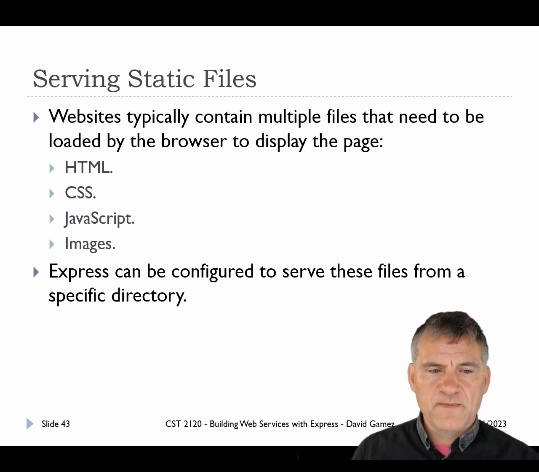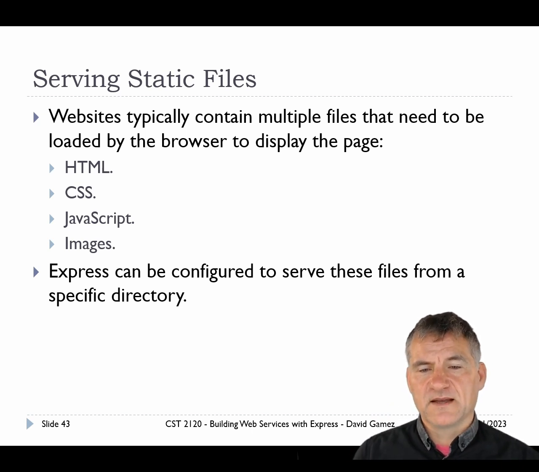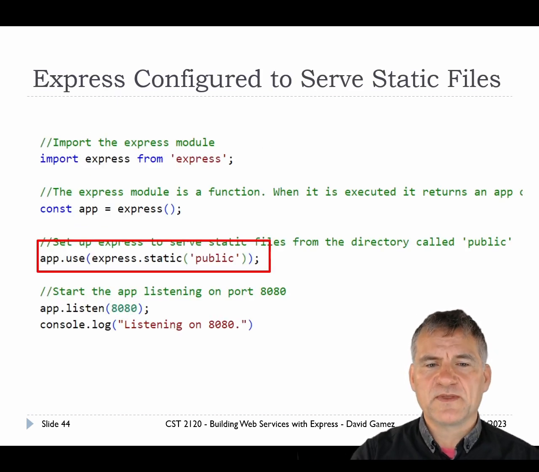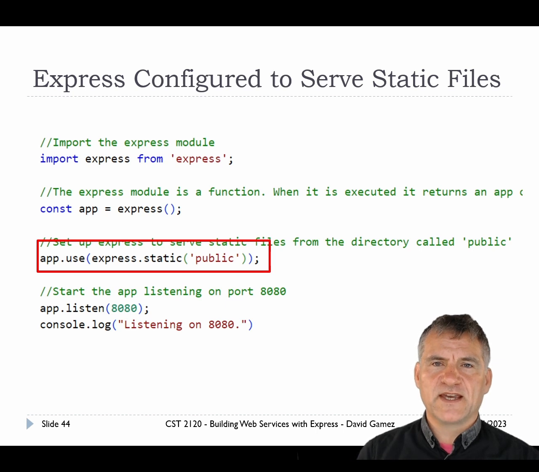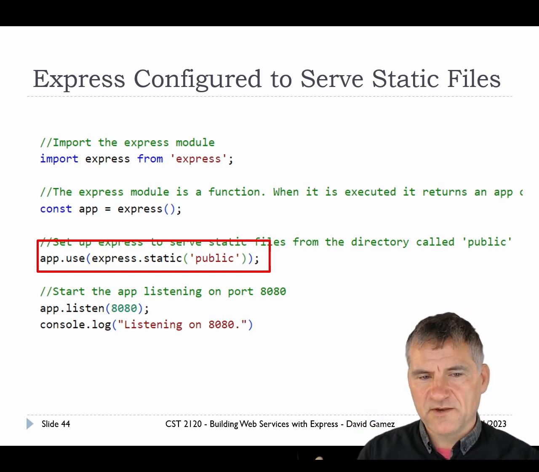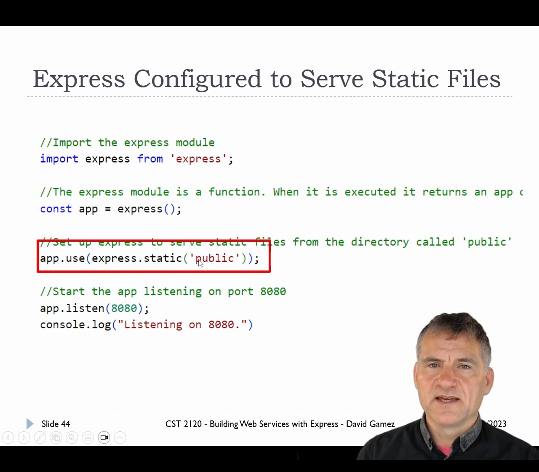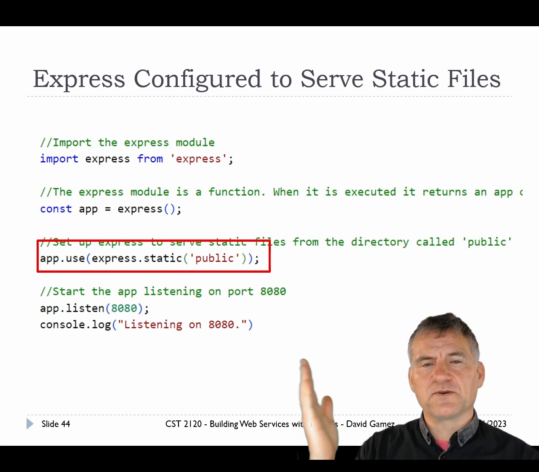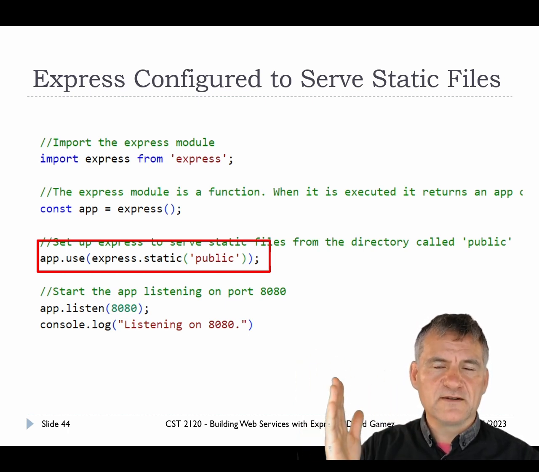So what we need to do is configure Express to serve these files from a directory that we choose. The common one that people use is a public directory, because all the files within public will be public and available. So we just need this single line of code: app.use(express.static('public')), and that'll set everything up, so miraculously we can access all of the files at the same URL as our web service.